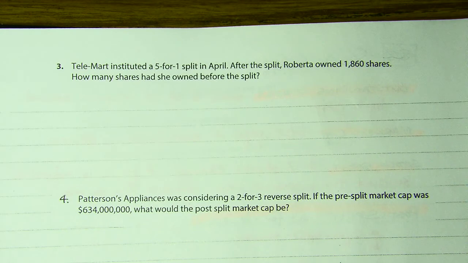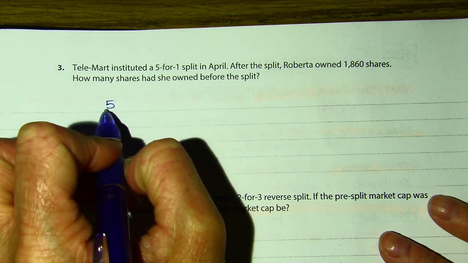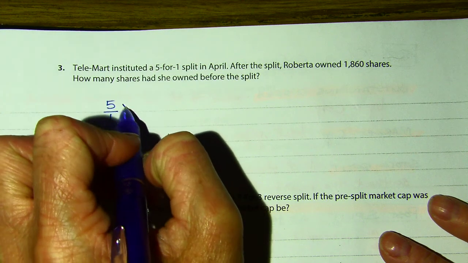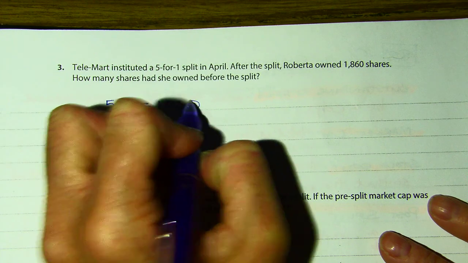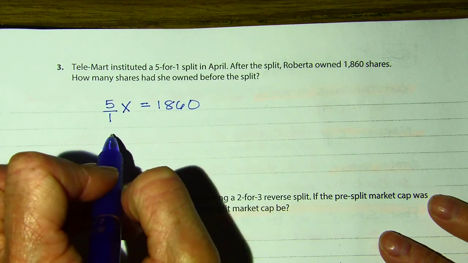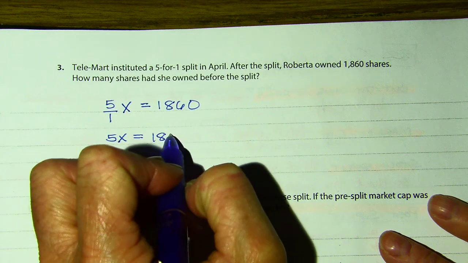Next one. Tellem instituted a 5-for-1 split, meaning that you got 5 shares per one that you already own. After the split, she owned 1860 shares. So how many shares did she own before? Okay, so she got a 5-for-1 times whatever shares she owned to equal 1860. Now, I don't really need the 5/1, right? It's just 5x. 5 times however many shares she had equals 1860.